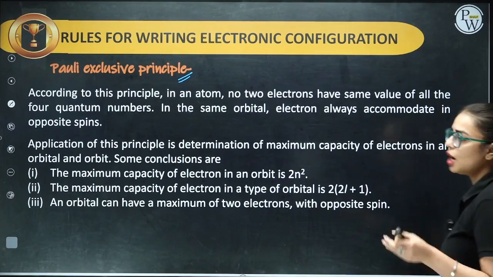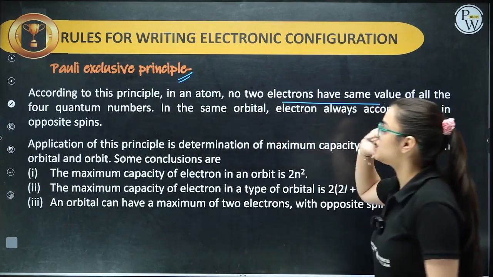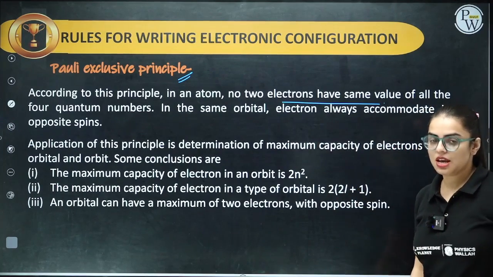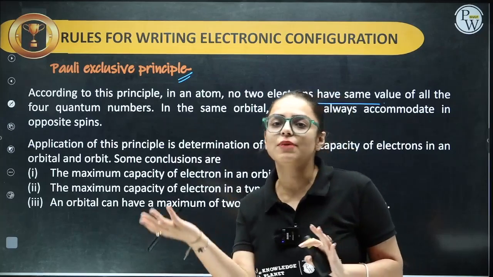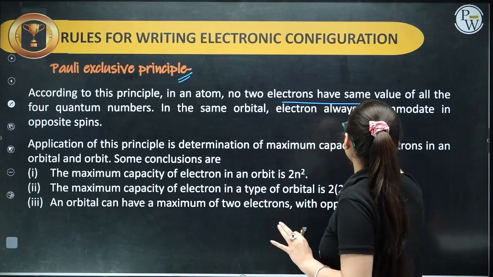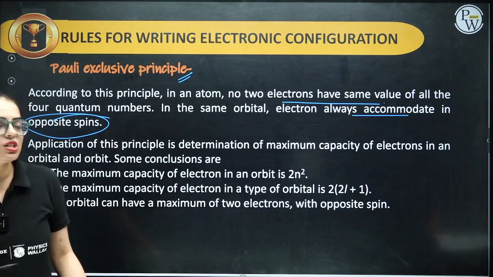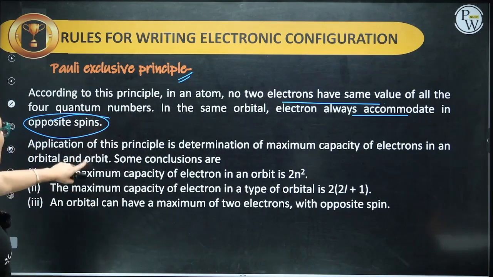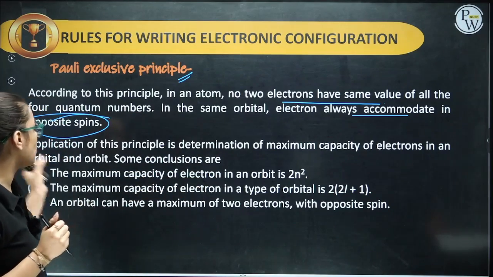Now, according to the Pauli exclusion principle, in an atom, no 2 electrons have the same value of the 4 quantum numbers. Why? Because their spin will be different. You will always see one will have plus half, another one will have minus half. So in the same orbital, electrons can be accommodated with opposite spins. So this is the Pauli exclusion principle. Application of this principle is determination of maximum capacity of electrons in an orbital and orbit.